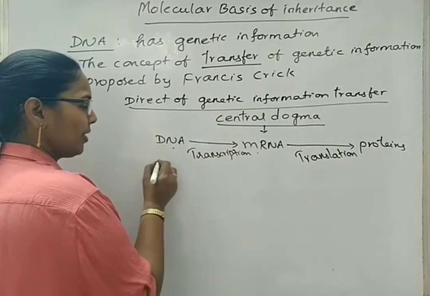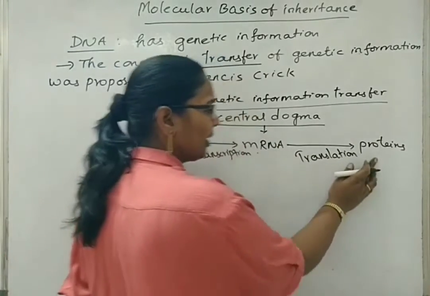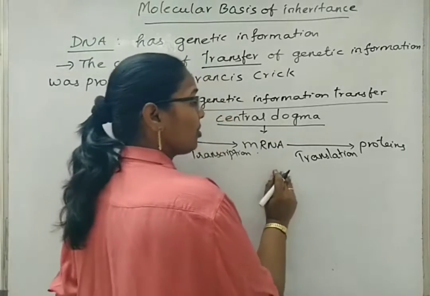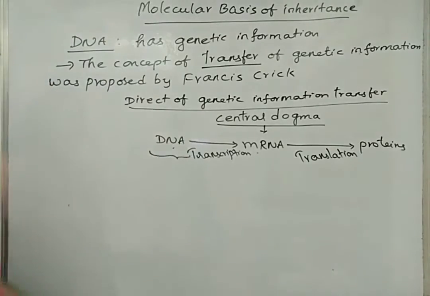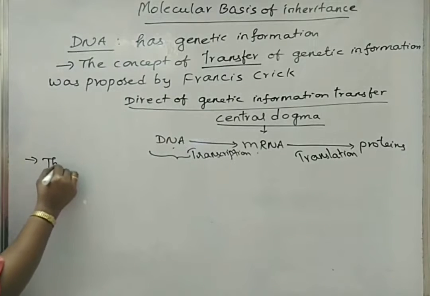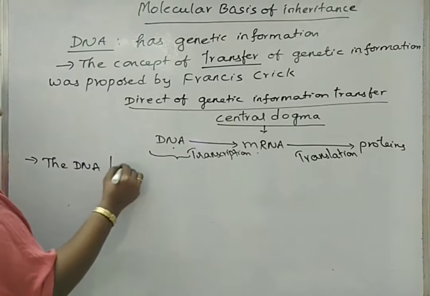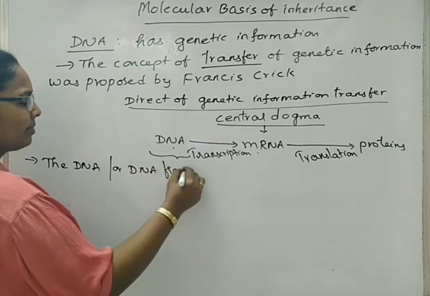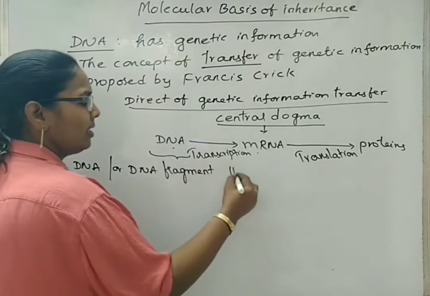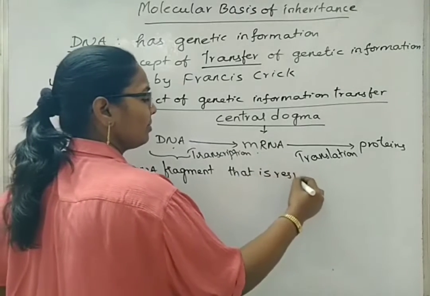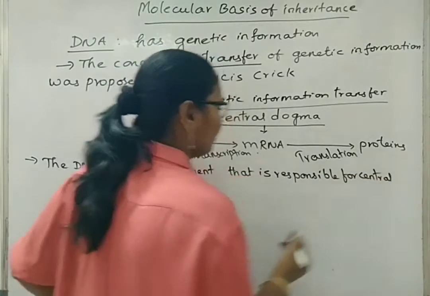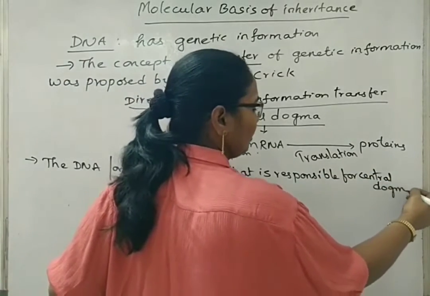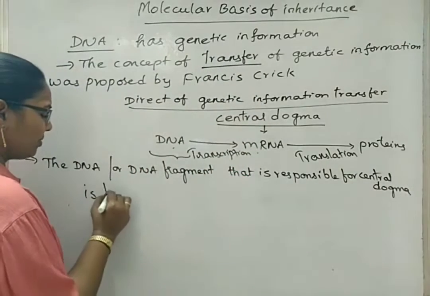So the total process from DNA till the formation of proteins is called central dogma. Now, there must be some small DNA fragment that is responsible for the total central dogma. So the DNA or DNA fragment that is responsible for central dogma is termed as cistron.